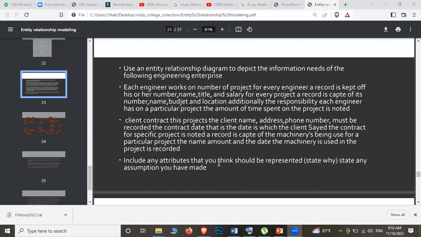So when you are working with a real-time client, they won't give you all the things. They will just point out the things that are up to their mind, up to their experience, isn't it? So in this itself, I have mentioned, let's share the screen: include any attributes or entities, you can even include entities that you think should be represented. State why, and the assumption has to be given. So you better add a kind of assumption below that, Puta.